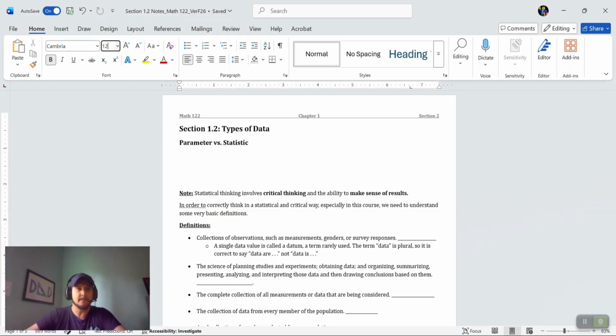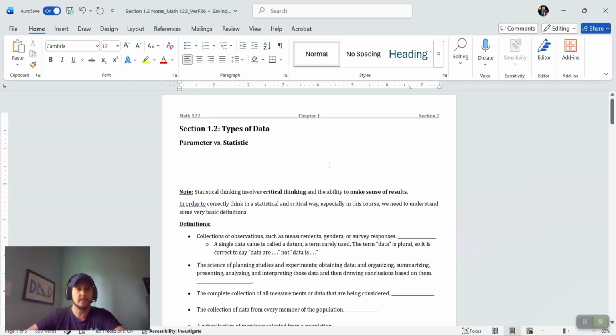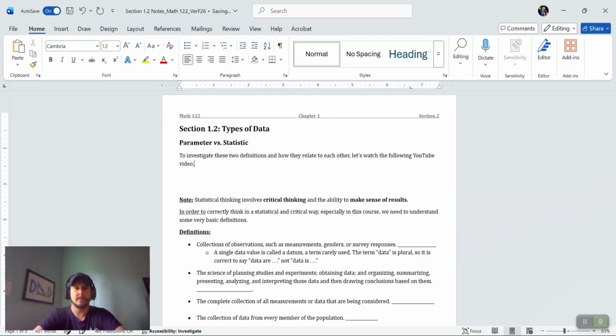And I'm going to say here, to investigate these two definitions and how they relate to each other, let's watch the following YouTube video. Click on the, or actually, scan the QR code to view it on your smart device.